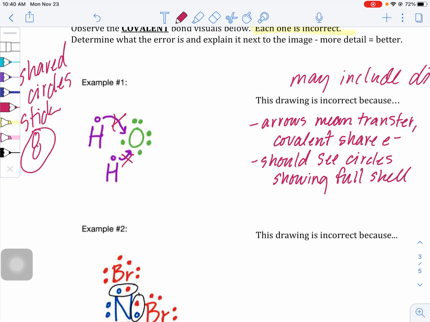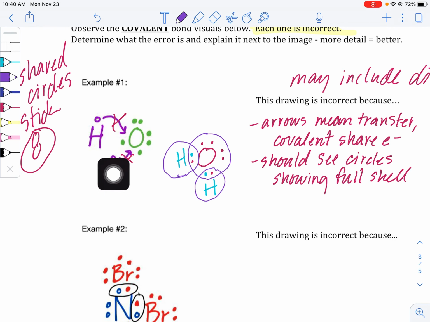So what we want to see is that oxygen with its original 6 and that hydrogen coming in, sharing its 1, reaching that full outer shell, and then being circled to show complete. Not arrows, because electrons aren't being transferred. So that's what we're thinking about here.